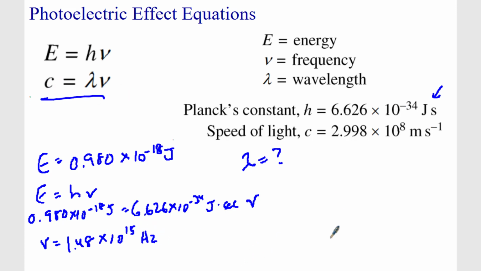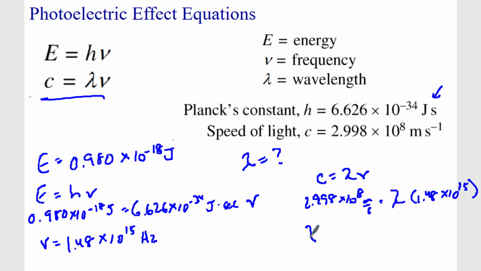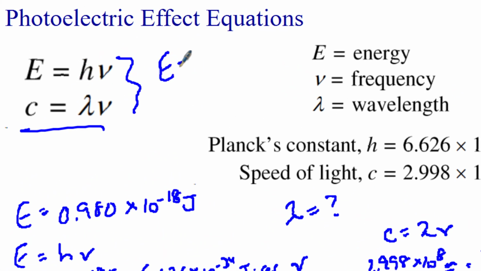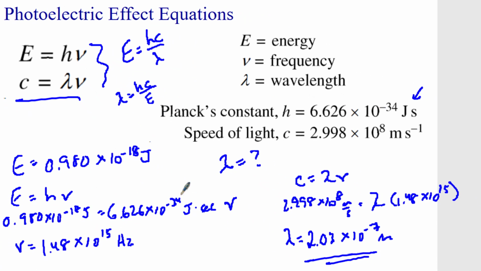Then we can use the speed of light equation: the speed of light equals wavelength times frequency. The speed of light is 2.998, or 3, times 10 to the 8th meters per second, and we know our frequency is 1.48 times 10 to the 15th. So the wavelength of light for this is 2.03 times 10 to the negative 7 meters. You're going to need a very small wavelength, probably in the ultraviolet region, to eject one of these electrons. If you remember back to physics, we can combine these two equations: wavelength equals hc over the energy. That's a combined way to do this two-step problem in just one.